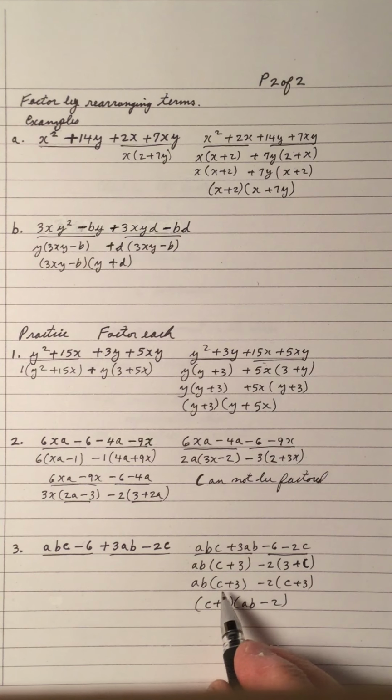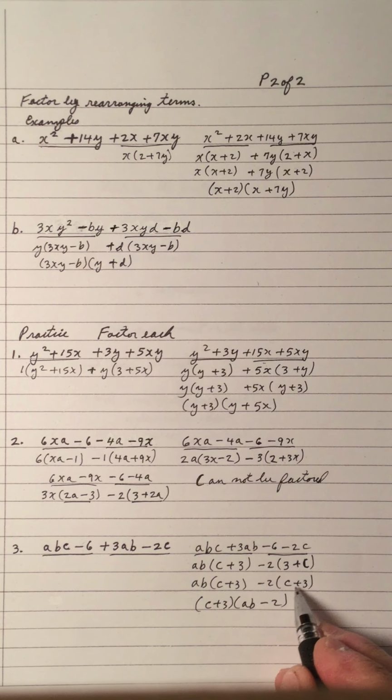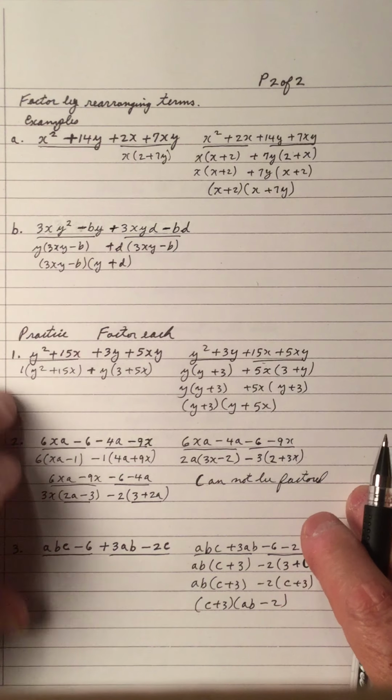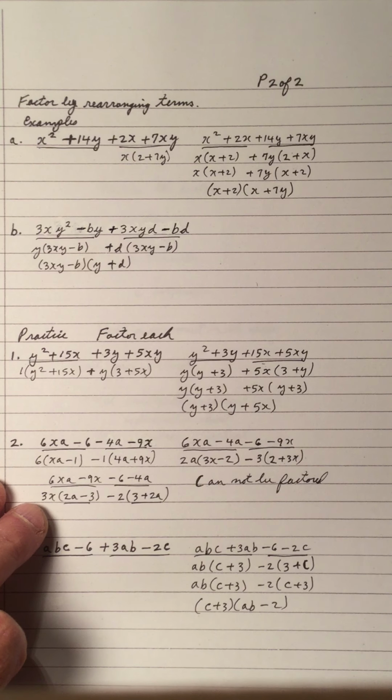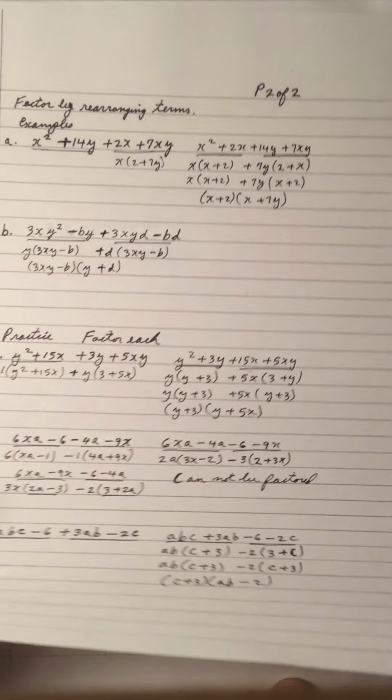So really, what you're doing in factoring is, when you take this out, the AB is left. When you take C plus 3 away, you get a minus 2. And that brings us to the end of factoring by grouping. If you can't do it as is, you can rearrange the terms. If you can't do it then, it can't be factored.